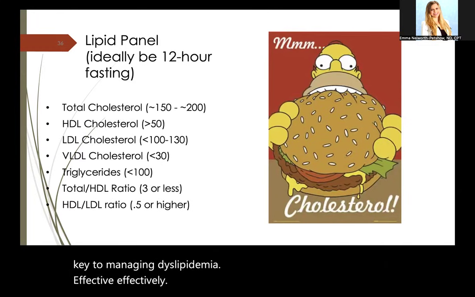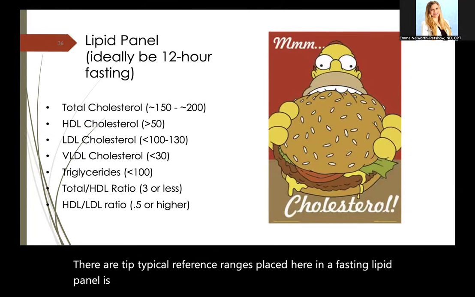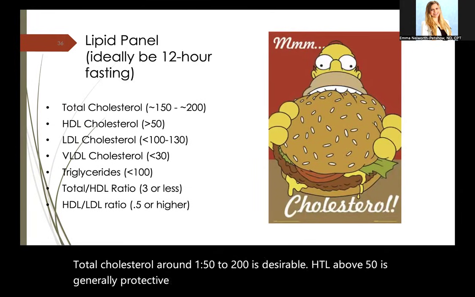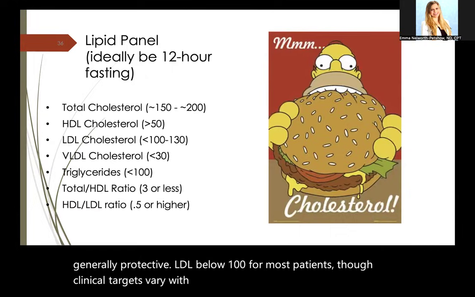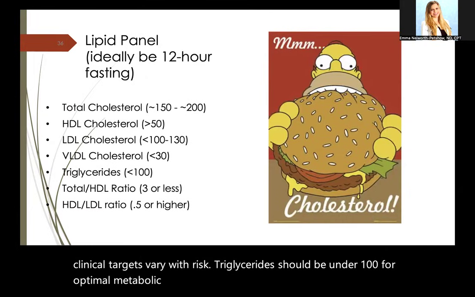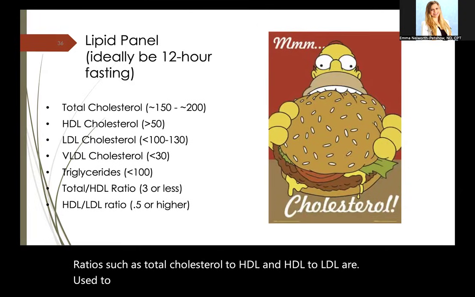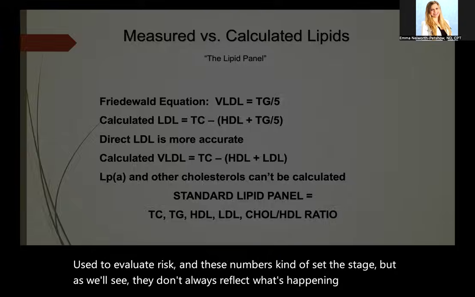There are typical reference ranges placed here, and a fasting lipid panel is ideal, about 12 hours, to get an accurate triglyceride value. Total cholesterol around 150 to 200 is desirable. HDL above 50 is generally protective. LDL below 100 for most patients, though clinical targets vary with risk. Triglycerides should be under 100 for optimal metabolic health, but are considered normal under 150. Ratios such as total cholesterol to HDL and HDL to LDL are also used to evaluate risk, and these numbers kind of set the stage, but as we'll see, they don't always reflect what's happening at the lipoprotein level.